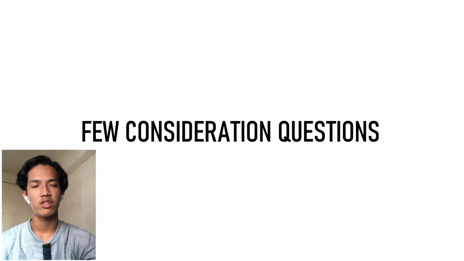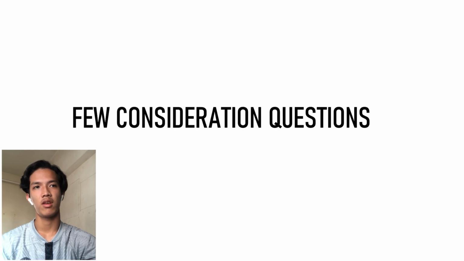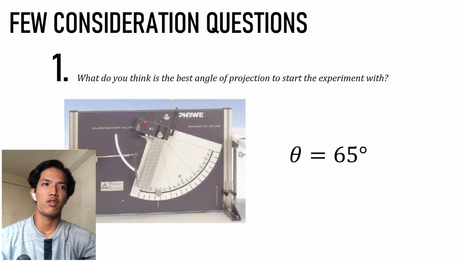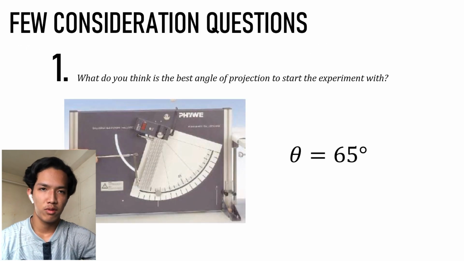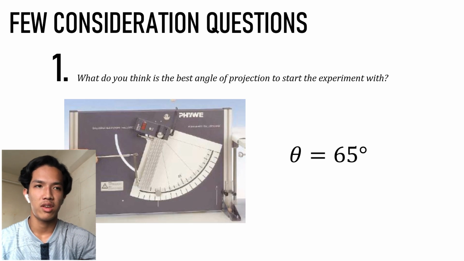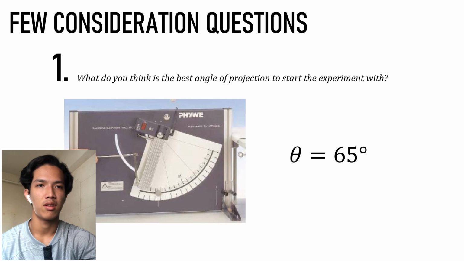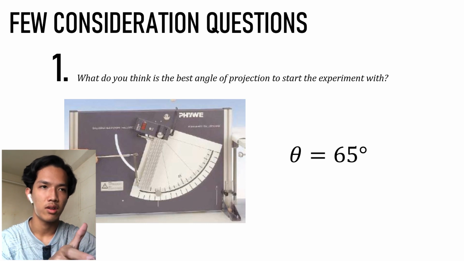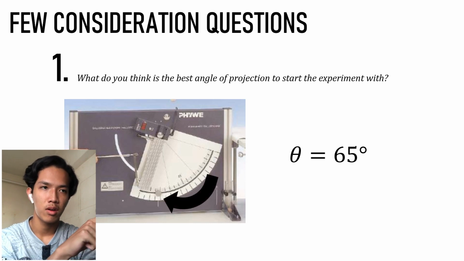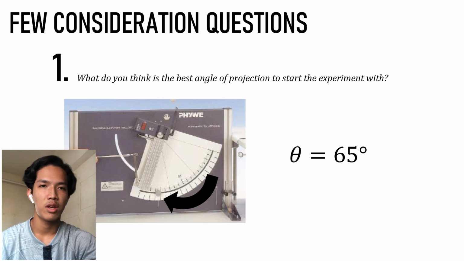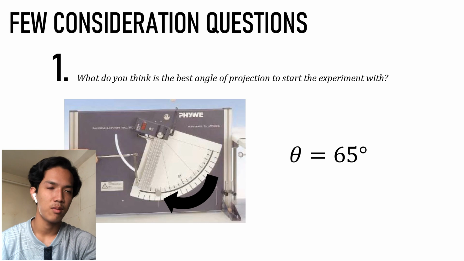A few consideration questions. The first question is, what do you think is the best angle of projection to start the experiment with? In my opinion, the best angle is theta equal to 65 degrees, because the scale of the angle will move like that. So it is better for us to use that because it will move more easily.